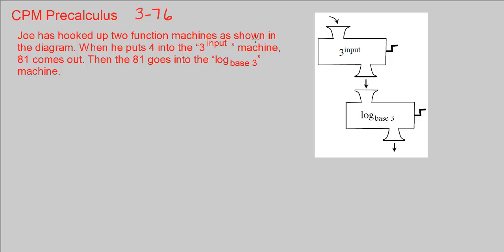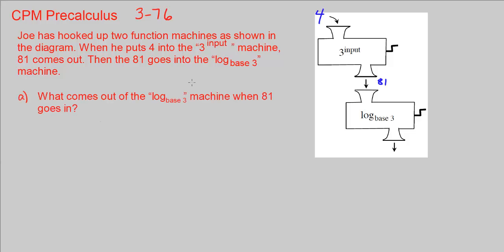When he puts 4 into the 3 to the input machine, so here's the 3 to the power input machine. So if he puts 4 into it, there's the input, 81 comes out. Then 81 goes into the log base 3 machine. That's because 3 to the input basically does 3 to the power of whatever the input is, which here is 4. 3 times 3 times 3 times 3 is 81. So that's the output. It just gives us an overview of what these machines do.